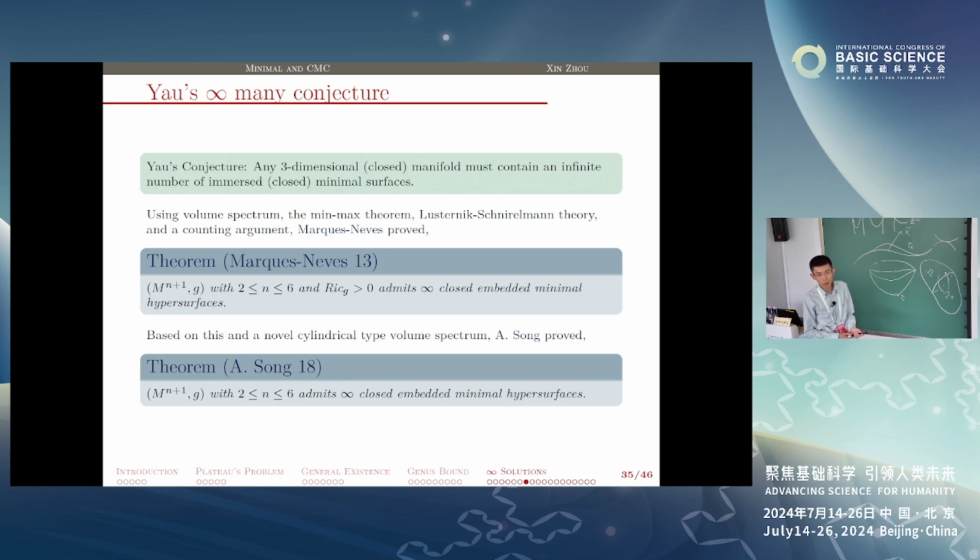They were able to prove much more than the conjecture. The theorem says that in any lower dimensional manifold with positive Ricci curvature, there always exist infinitely many closed embedded minimal hypersurfaces, rather than merely immersed. And Antoine later removed this assumption using his novel cylindrical type volume spectrum. And now his theorem fully confirmed this conjecture.